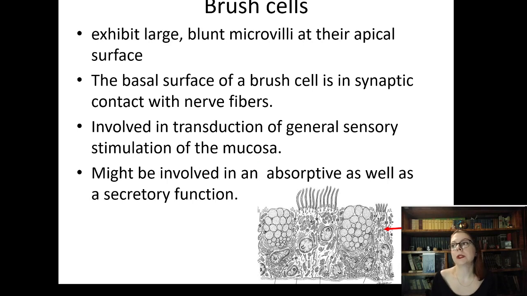Then brush cells. Brush cells are homologs of tuft cells in our digestive system. They are chemoreceptor cells, and as it is written here, they have microvilli at the top, they have synaptic nerve endings at the base, and general sensation is their function. As well as it is written, they might also be involved in absorption locally, and their function is not very well understood up to now.